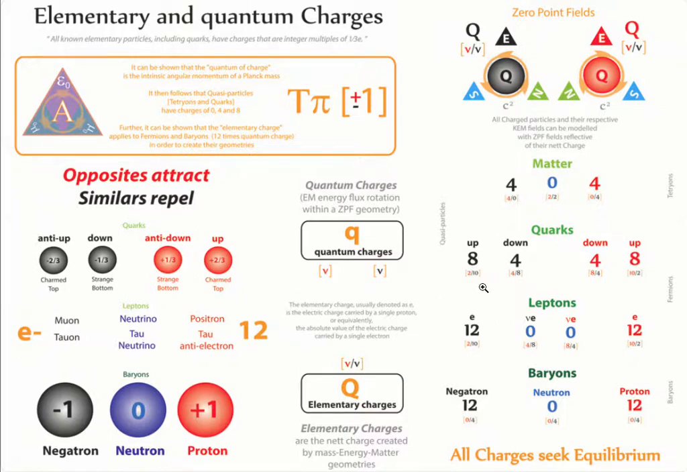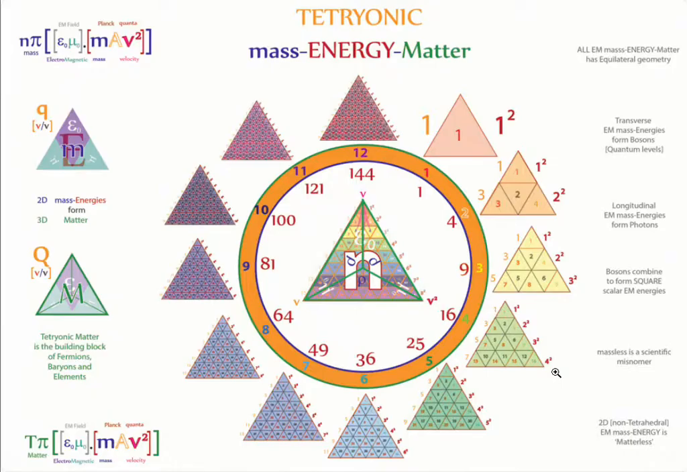Again, Tetryonics shows us that these matter geometries are not spherical, as illustrated on the left hand side. They are all in fact triangular fascia geometries, tetraionic geometries. Obviously, as we increase the mass, or the Planck quanta within each charged geometry or each charged fascia, we're increasing the quanta, or the Compton frequency of the mass energy within that fascia or that charged geometry.